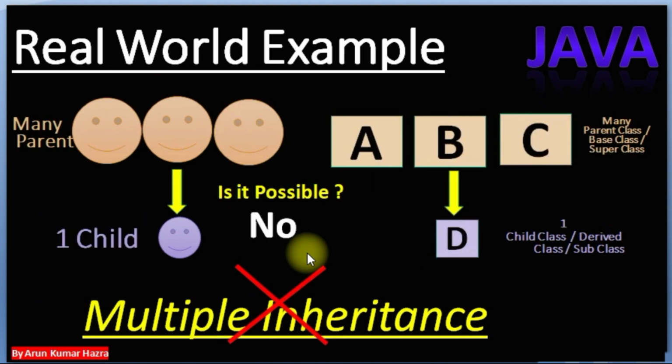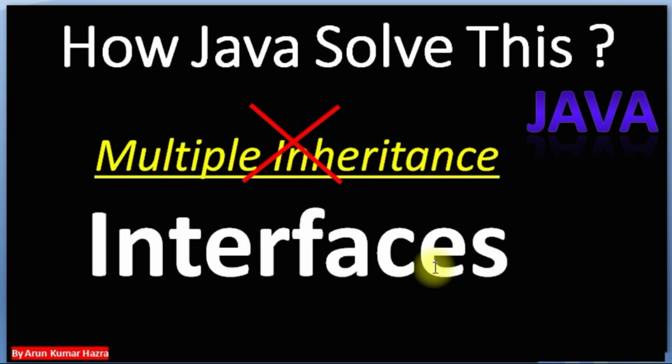There is another concept which is called multiple inheritance, which is not supported in Java, where multiple inheritance says that there are multiple parents and one child, but this is not supported by Java. And to overcome this, Java uses another concept called interface.